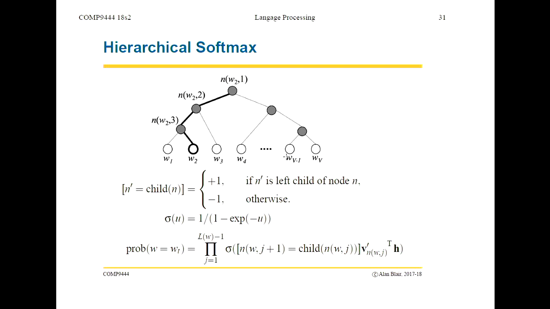Because if the chops are made in the right places, you can still have things that are close in the space but not close in the tree. I think that's really the reason why this actually still works. Okay, so that's hierarchical softmax.